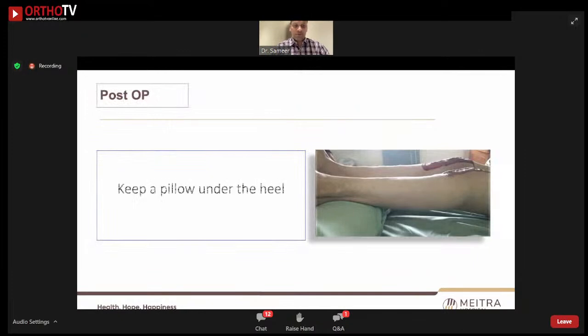And postoperatively, keep a pillow under the heel. Never ever allow the patient to keep the pillow under the knee, because the patient will have a tendency to do so, as for a long time they will have posterior pain because you have stressed the capsule and released the posteromedial tissues. And definitely you have to use a nighttime knee brace, because during sleep the patient will have a tendency to keep the knee flexed.